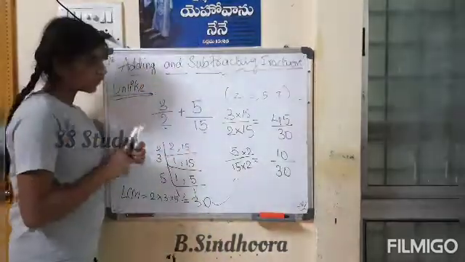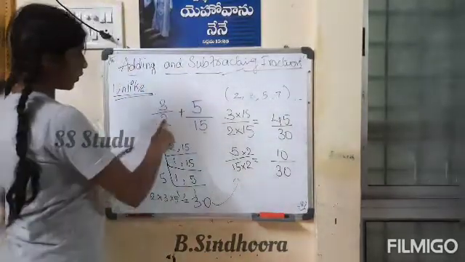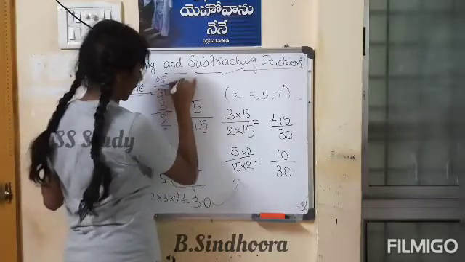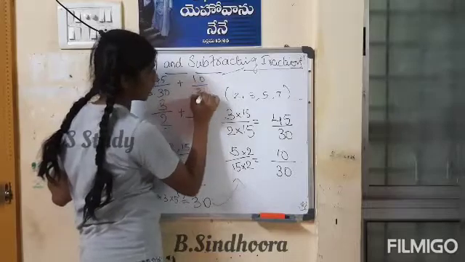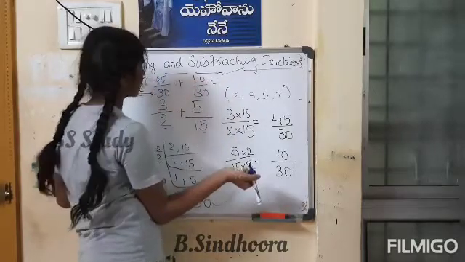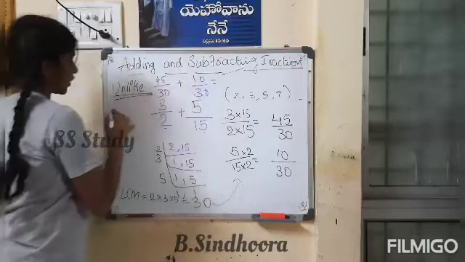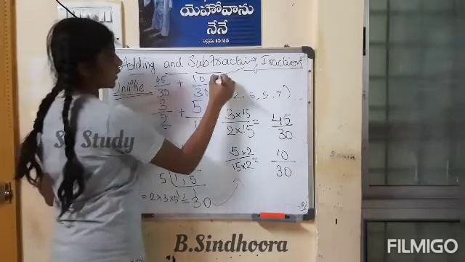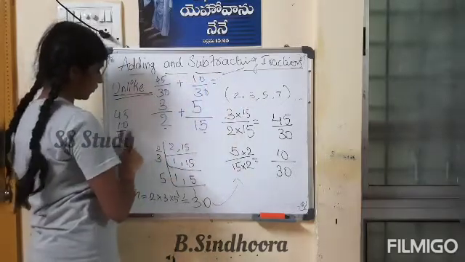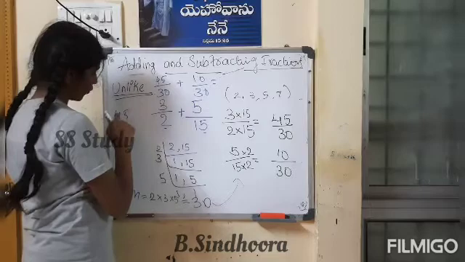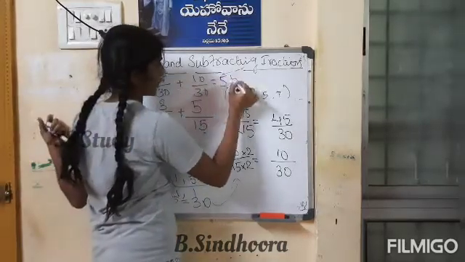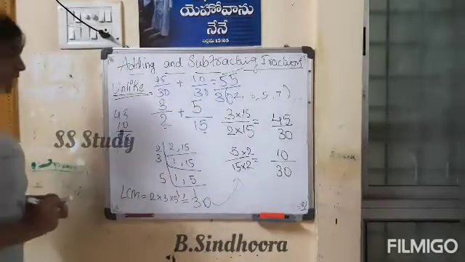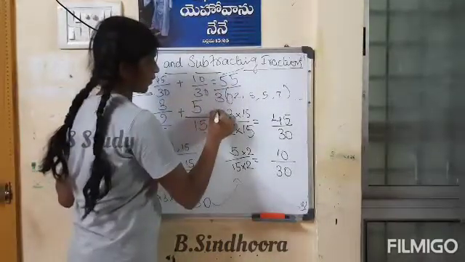So now we add, right? 45 by 30 plus 10 by 30 equals 45 plus 10. 5 plus 0 is 5, 4 plus 1 is 5, so 55. 55 by the same 30 is the answer. 55 by 30 is the answer. So what do you get here? Same, 55 by 30.